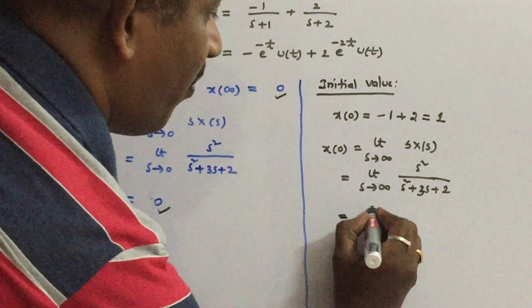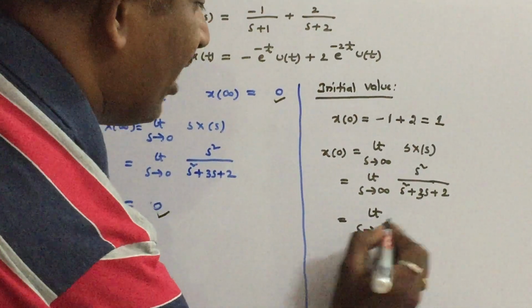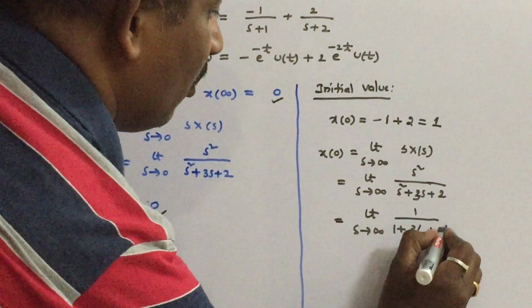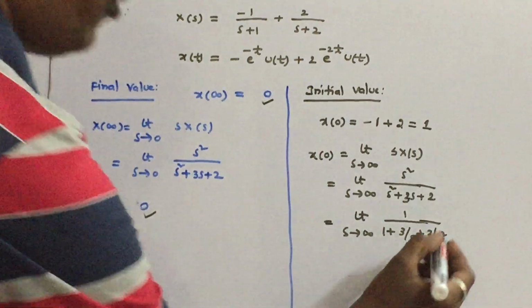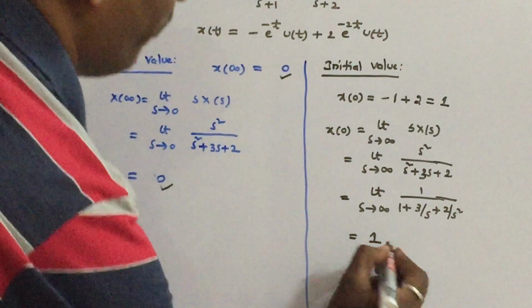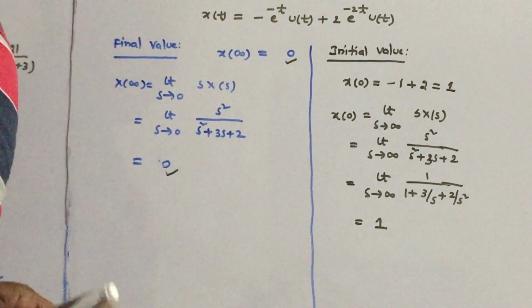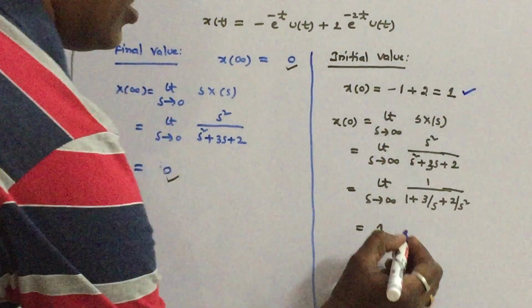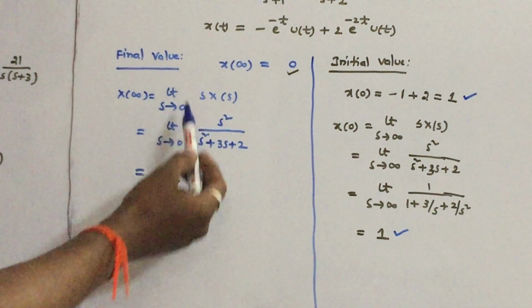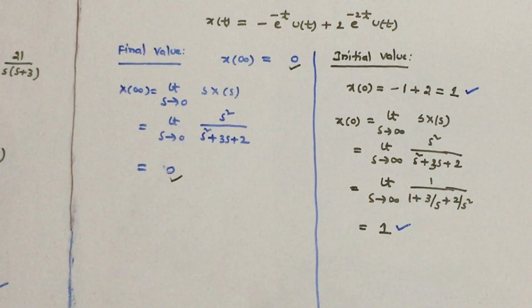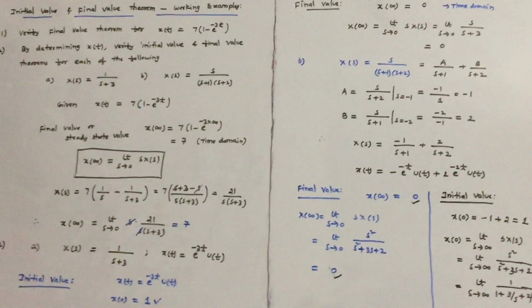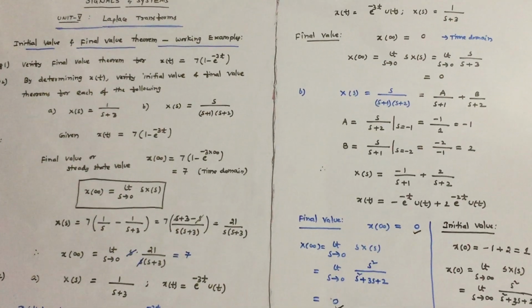Take s square as common in the numerator and denominator. It will become limit s tends to infinity, 1 by 1 plus 3 by s plus 2 by s square. If you substitute s is equal to infinity, this term is 0, this term is 0, so the initial value is 1. So you can verify that in time domain the initial value is 1, and in Laplace transform domain also the initial value is 1. In this way the initial value theorem is verified, and the final value theorem is verified. So this is another working example on finding the initial value and final value of a given function. Thank you.